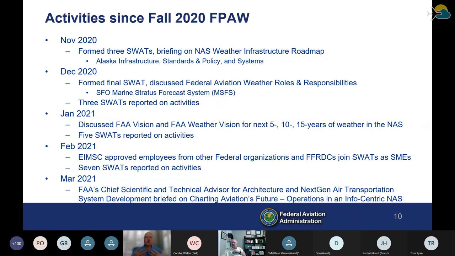So we asked all of our COI members, which there are about 40, if I hadn't mentioned that before, to start thinking about what problem statements they could develop that are valid 15 years from now, not right now, but what we think we may have issues with in the future. And five more SWATs reported out on their activities in January.